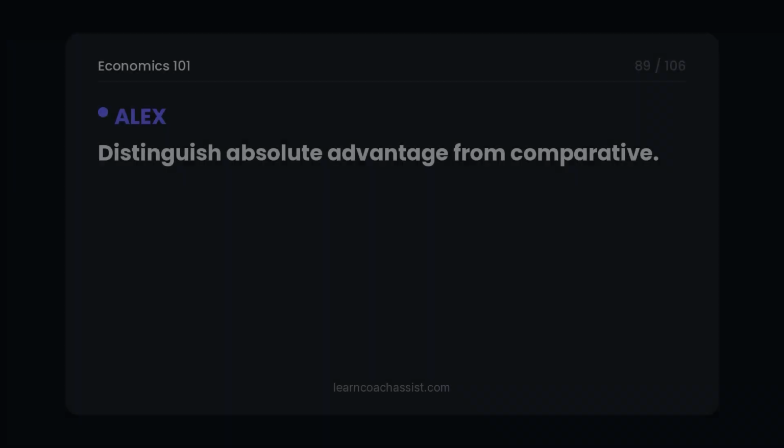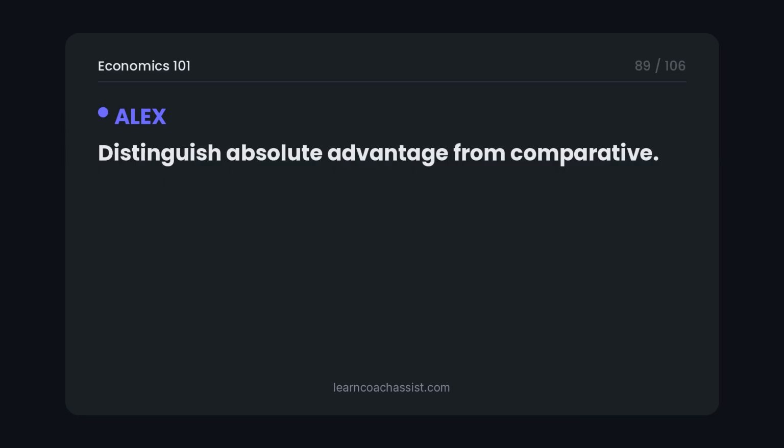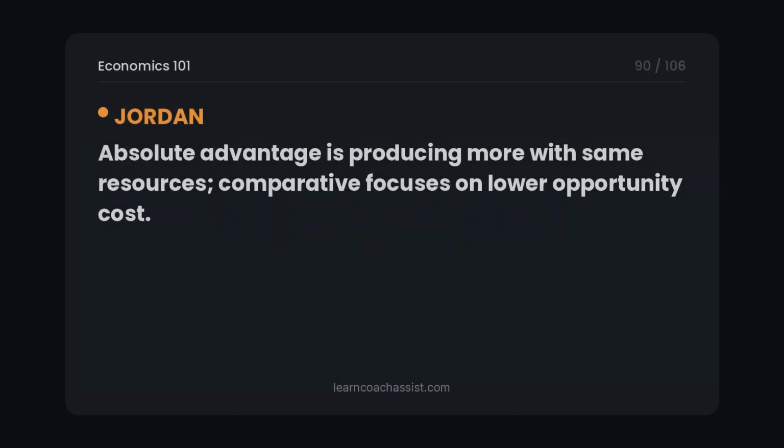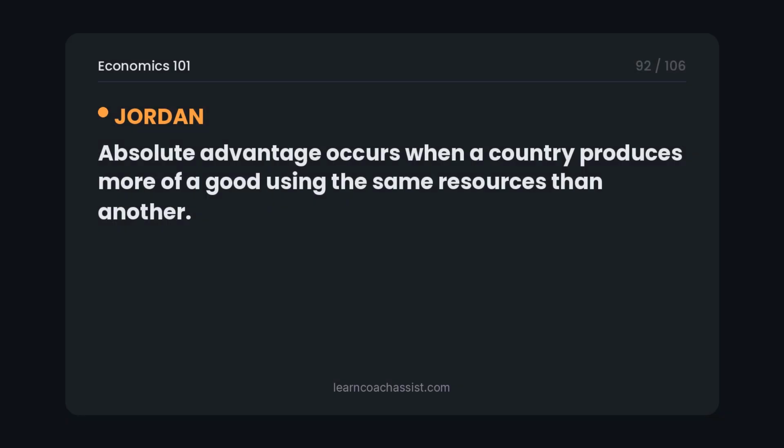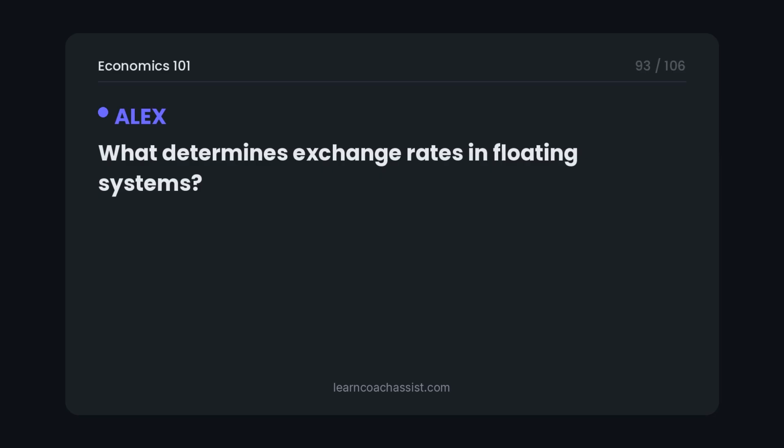Distinguish absolute advantage from comparative. Absolute advantage is producing more with same resources. Comparative focuses on lower opportunity cost. What is absolute advantage? Absolute advantage occurs when a country produces more of a good using the same resources than another.